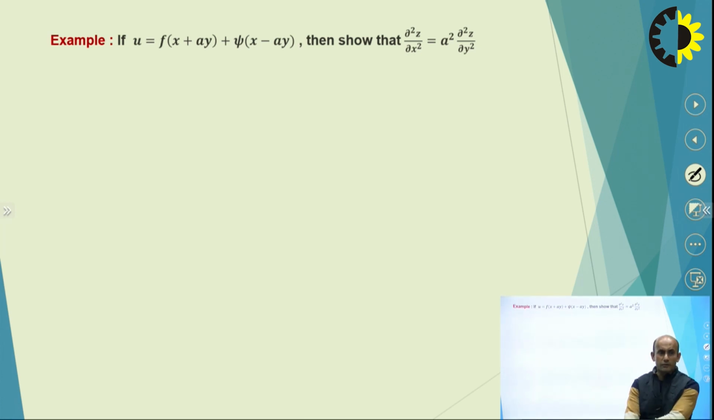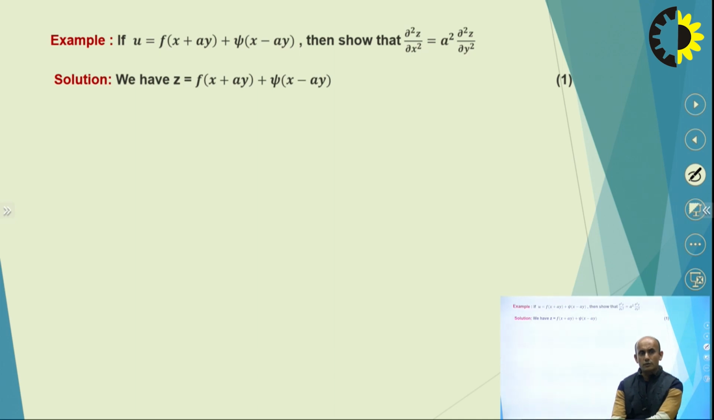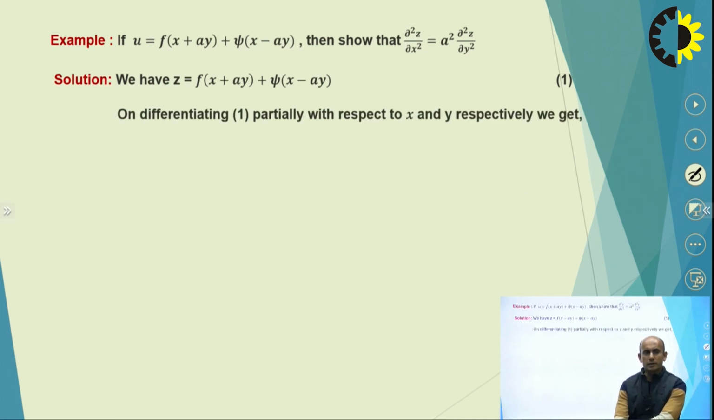So if we have u as a function of x plus ay plus another function of the form x minus ay, then we have to show del 2z upon del x square equals a square del 2z upon del y square, or del 2u upon del x square equals a square del 2u upon del y square. So first we have to assume the function of the form x plus ay and x minus ay. Then we differentiate the function with respect to x partially. If we are differentiating partially with respect to x, it means y will be constant here.